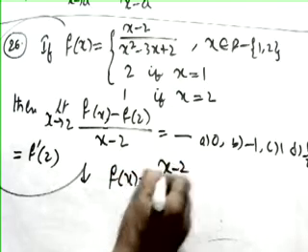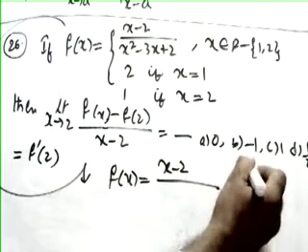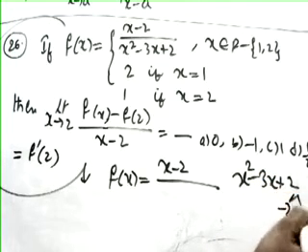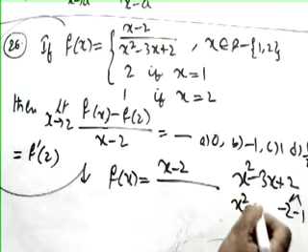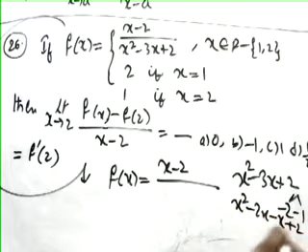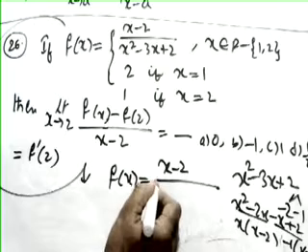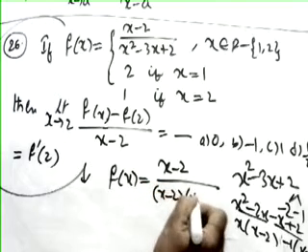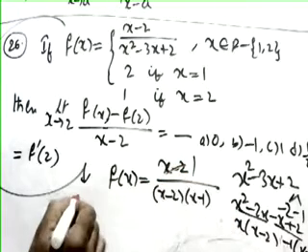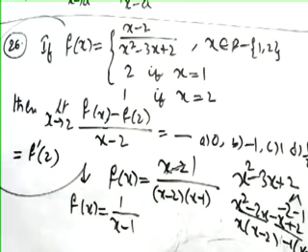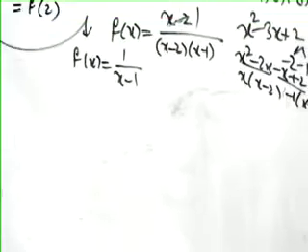You see here, f of x equals, I'm writing like this, x minus 2 by, you factorize this one, x square minus 3x plus 2. Two ones are 2, and this is minus 2. You know factorization: x square minus 2x minus 1x plus 2. Take common x here, it will be x minus 2. If you take common minus 1 here, it will be x minus 2. So what you'll get here? x minus 2 into x minus 1. So cancel this one. So the f of x is 1 divided by x minus 1.